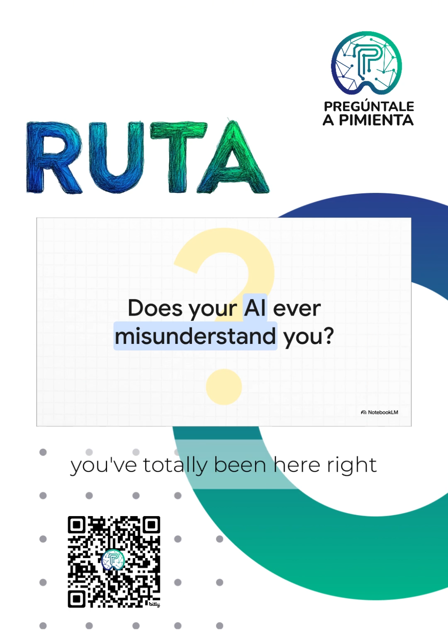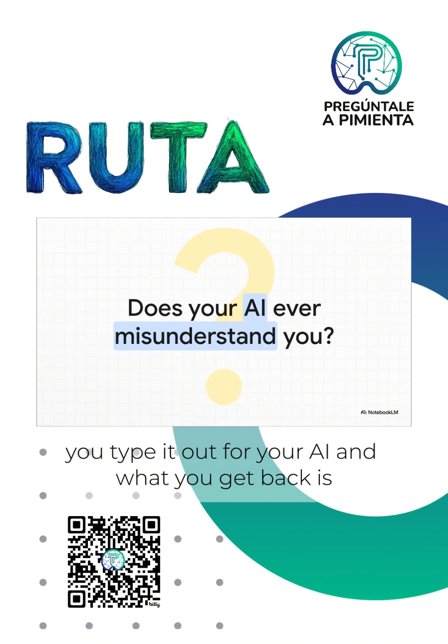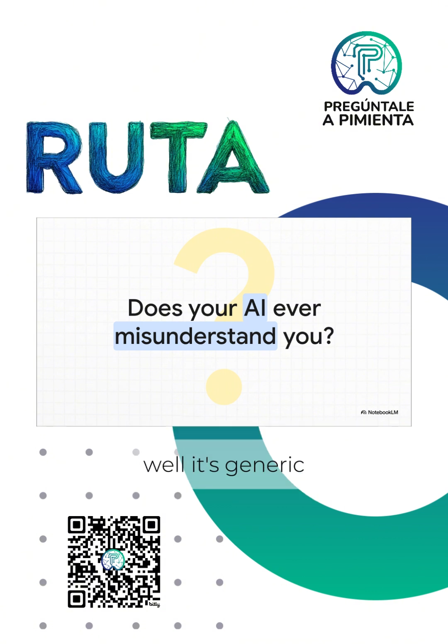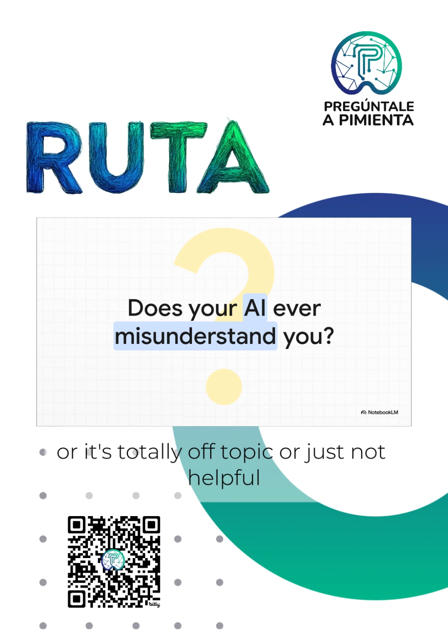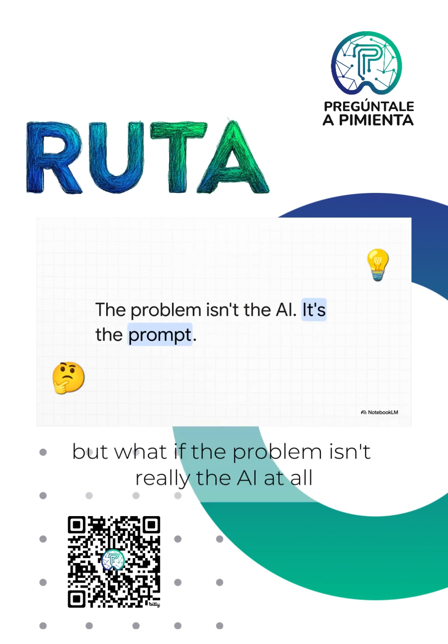You've totally been here, right? You've got this perfectly clear idea in your head. You type it out for your AI, and what you get back is, well, it's generic, or it's totally off topic, or just not helpful. And it's just so frustrating, a total waste of time. But what if the problem isn't really the AI at all?